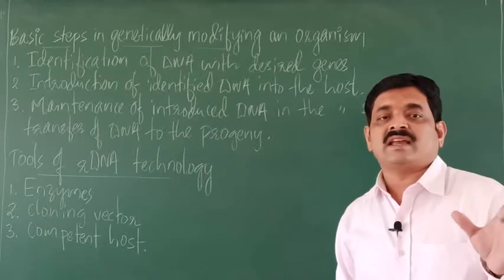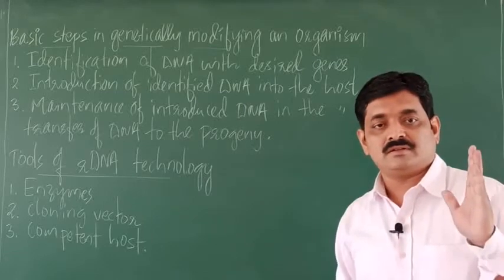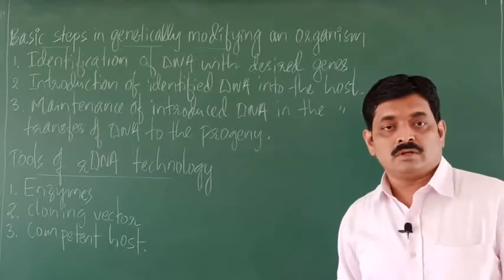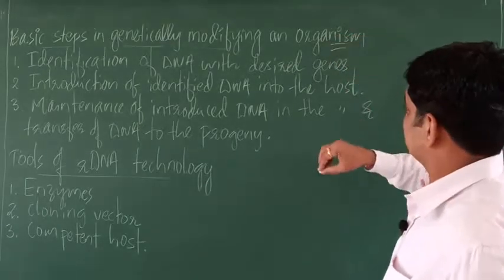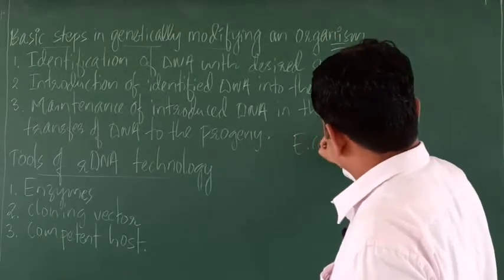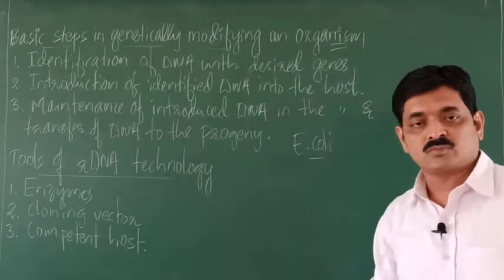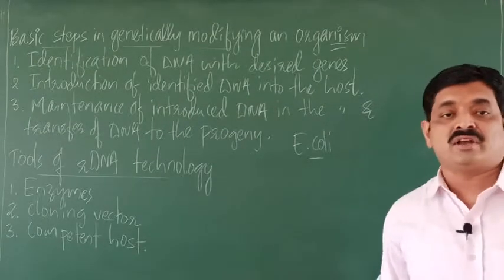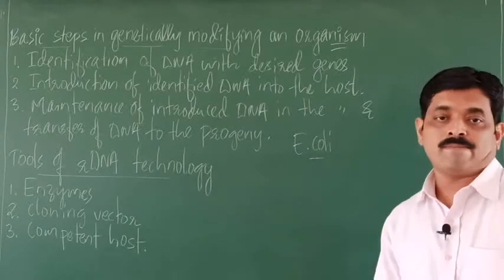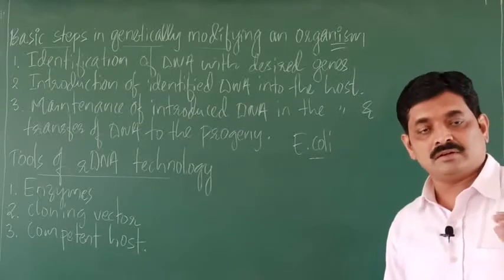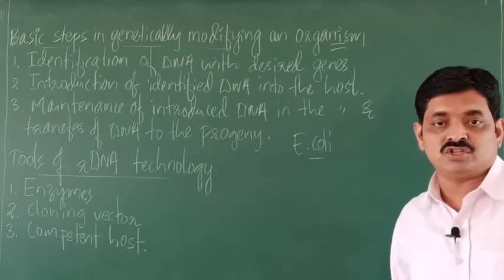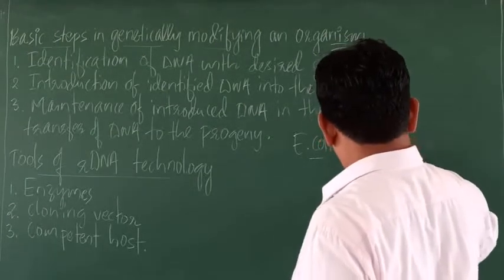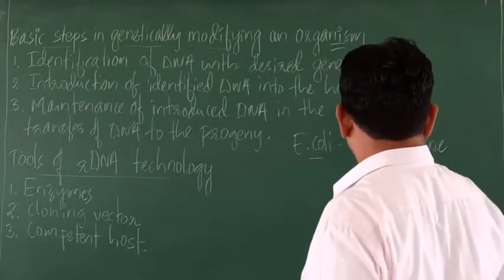See, an organism can be genetically modified when you introduce a foreign gene in that organism. Now consider the organism. Here the organism that we shall consider is E. coli, a bacterium, right? So how can you genetically modify this E. coli? This can be done by introducing a foreign gene.